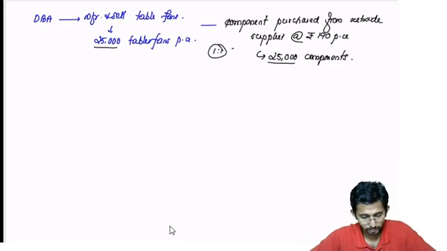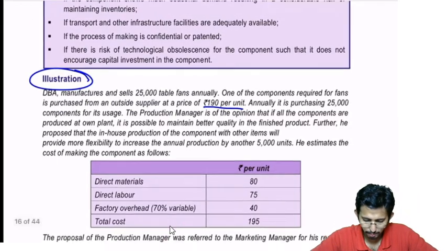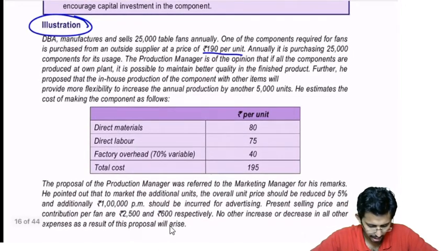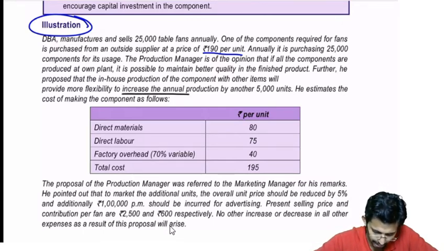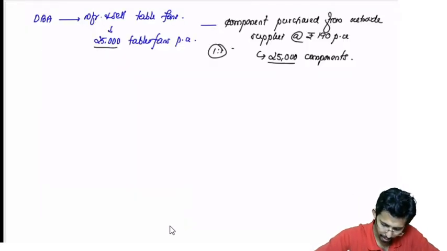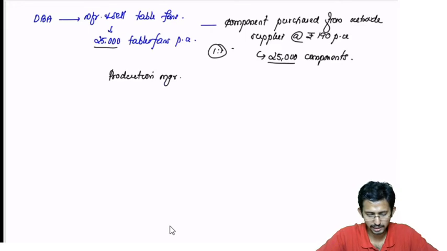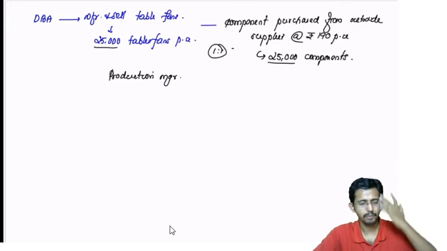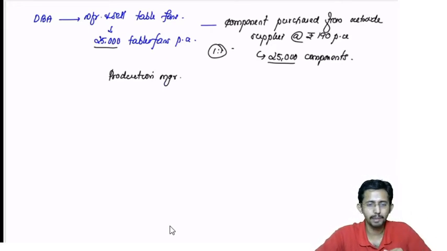Okay, now what's happening? The production manager is of the opinion that if all the components are produced at one plant, it is possible to maintain better quality in the finished product. Further, he proposed that the in-house production of the component with other items will provide more flexibility to increase the annual production by another 5,000 units. So the production manager is against purchasing the component from outside.